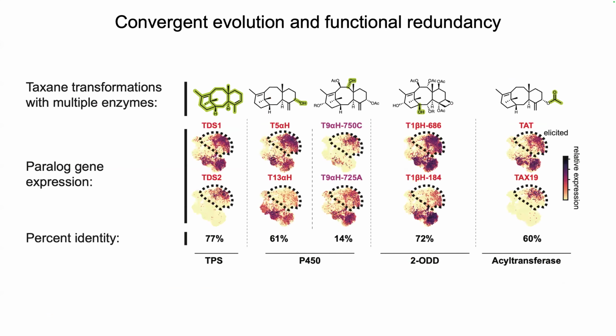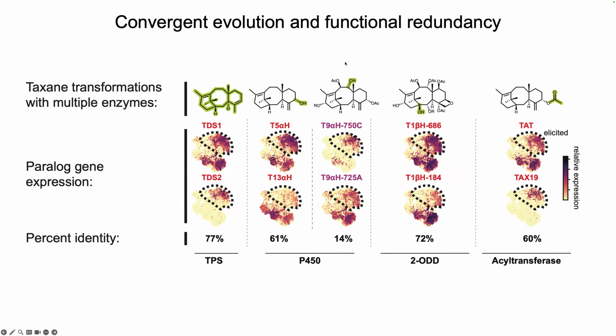One of the more challenging and curious aspects of this project as we were assembling this pathway was how often we found genes with near redundant or redundant functions. I think this is a fairly common finding in plants, but in green here along the top, I'm showing 5 different regions of Taxol that have to be installed throughout the pathway. And for each of these chemical steps, we found at least 2 enzymes capable of doing this chemistry. So sometimes these enzymes show very little sequence similarity.